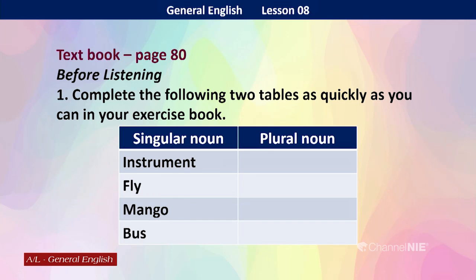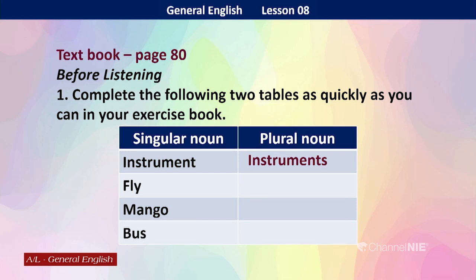Now we have discussed how we form the plural form, right? We discussed irregular nouns and regular nouns as well. So let's see. You can take time to fill this up. Right. We'll discuss. Instrument, what is the plural noun? Yes, that is a regular noun. So you can just add S and say instruments.